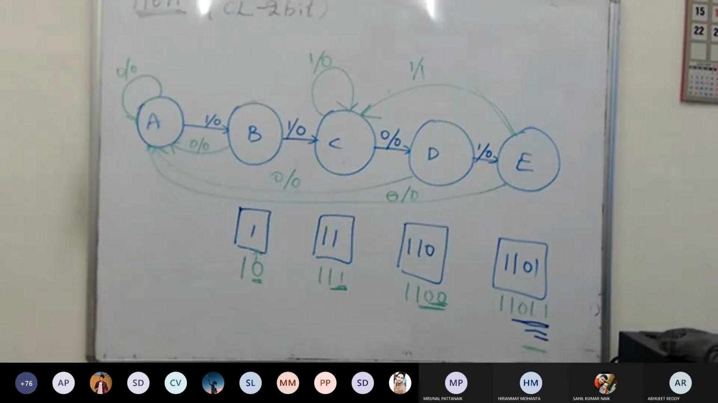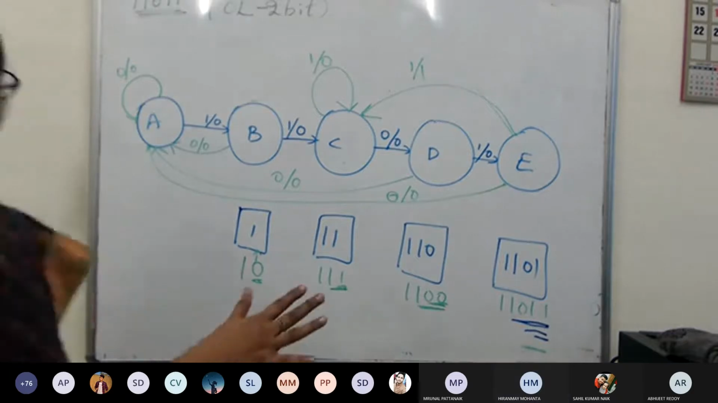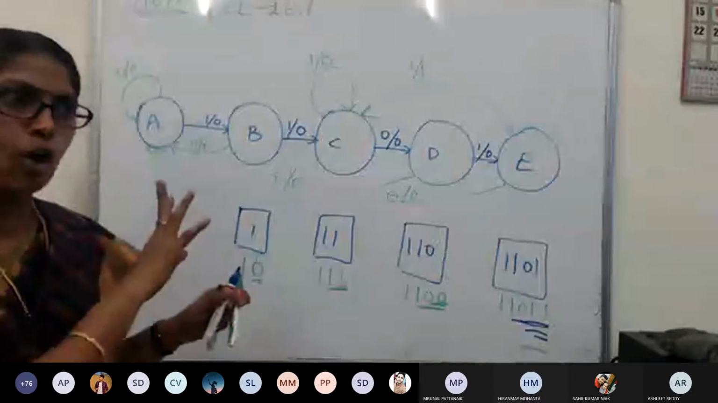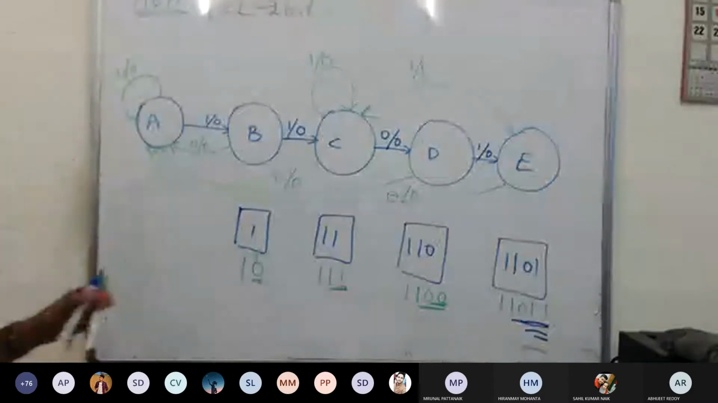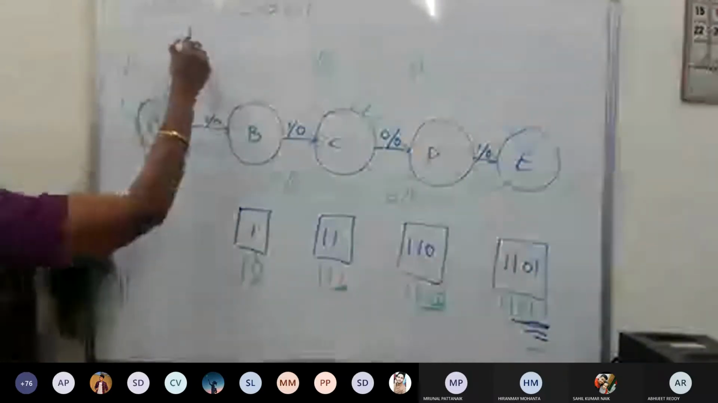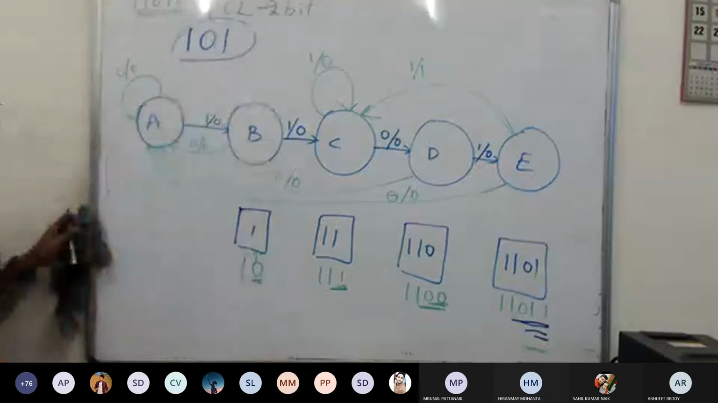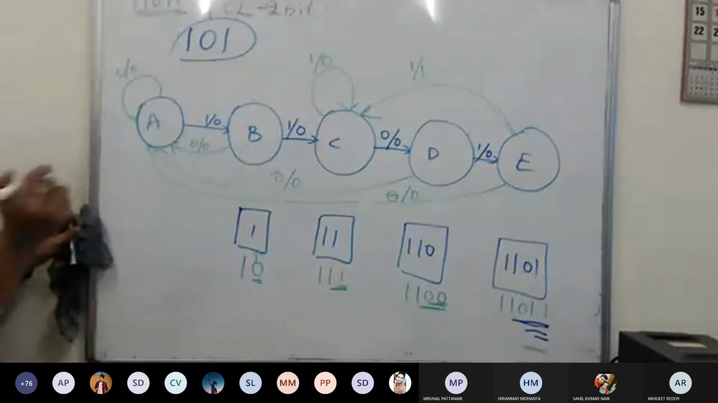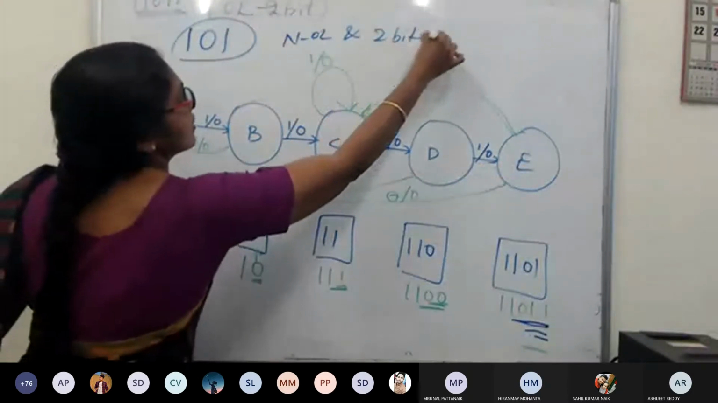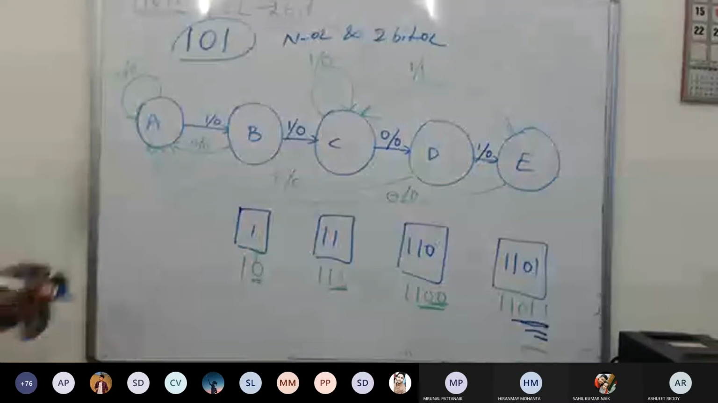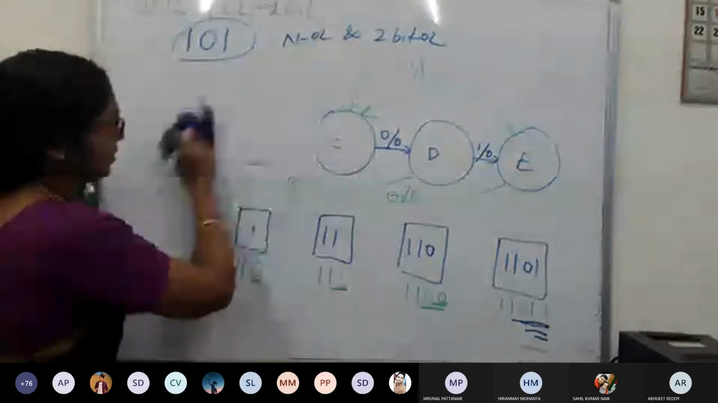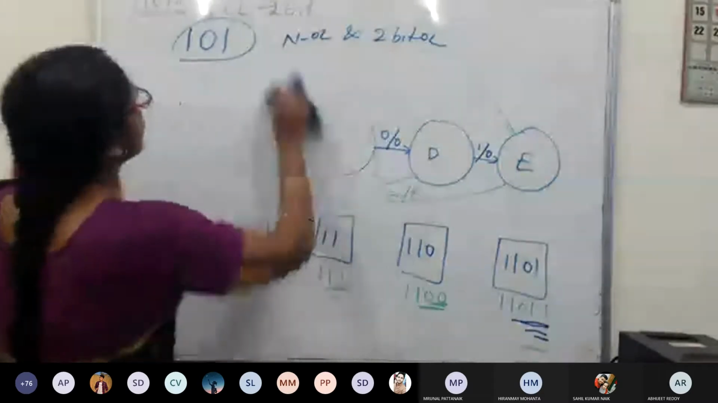Very good. So the logic you understood, right? How the state diagram is getting completed, overlapping and non-overlapping. Right. So let's try another one. This is the sequence, 3-bit sequence only. I'll do non-overlapping and 2-bit overlapping. Let's try. I'm removing this.